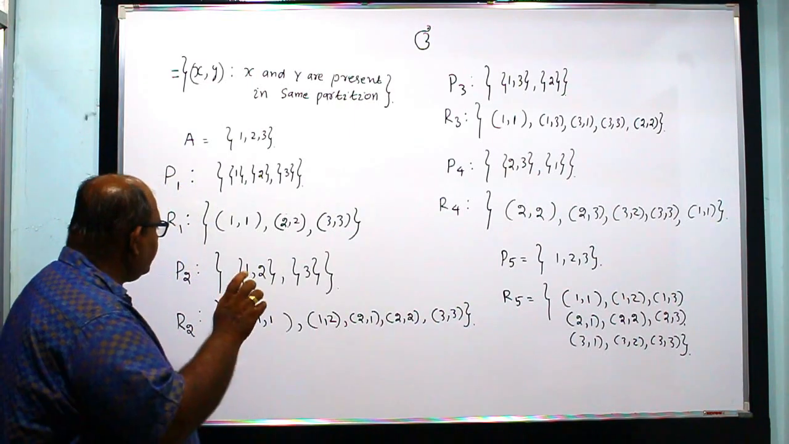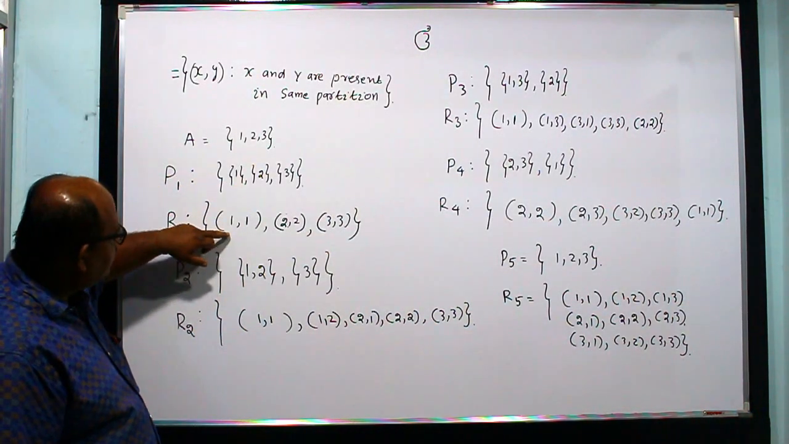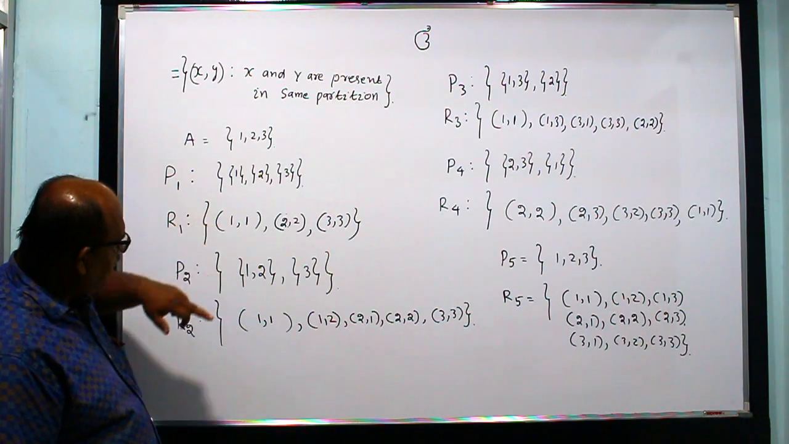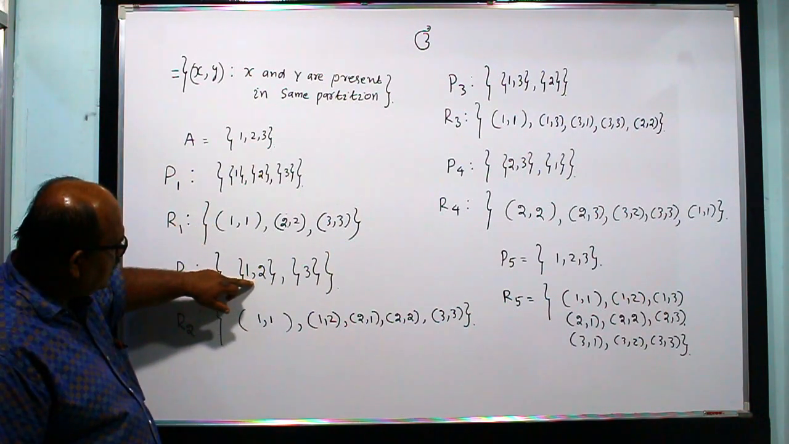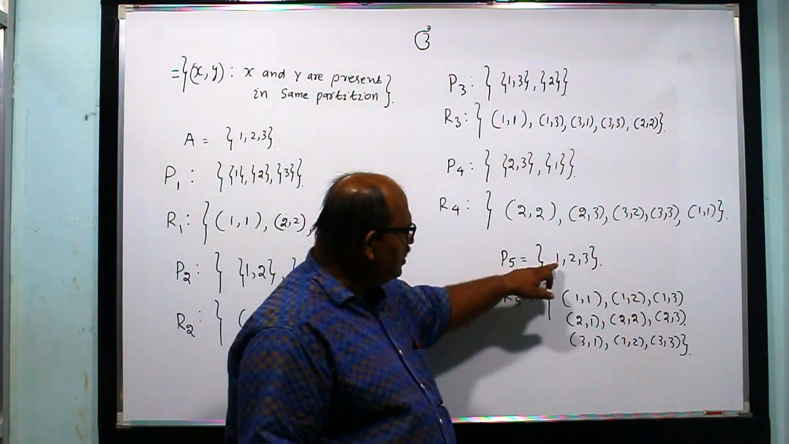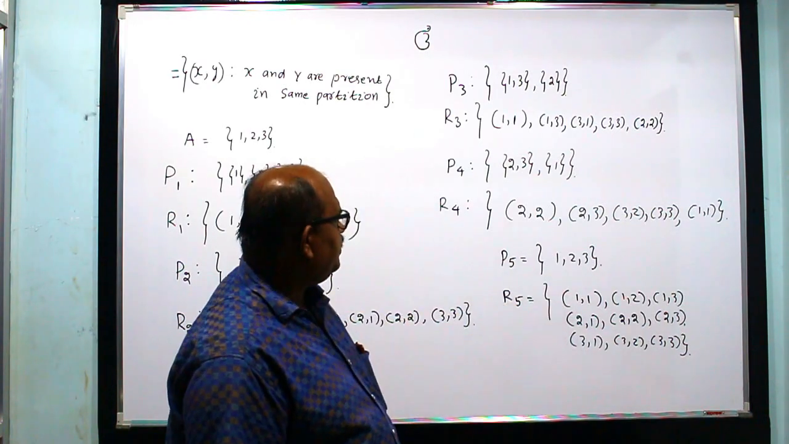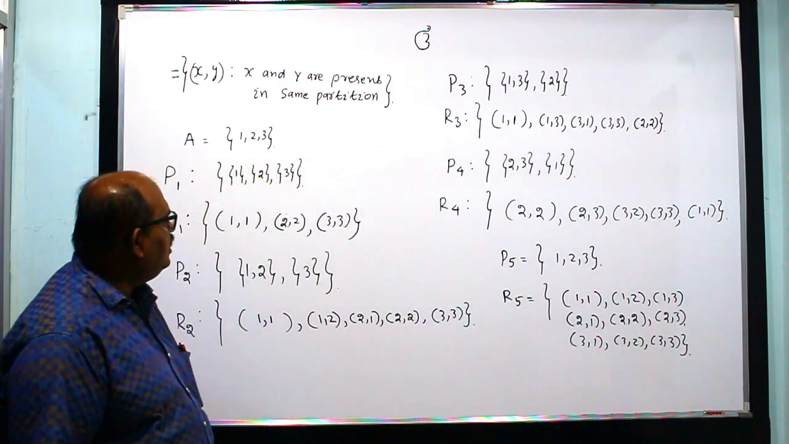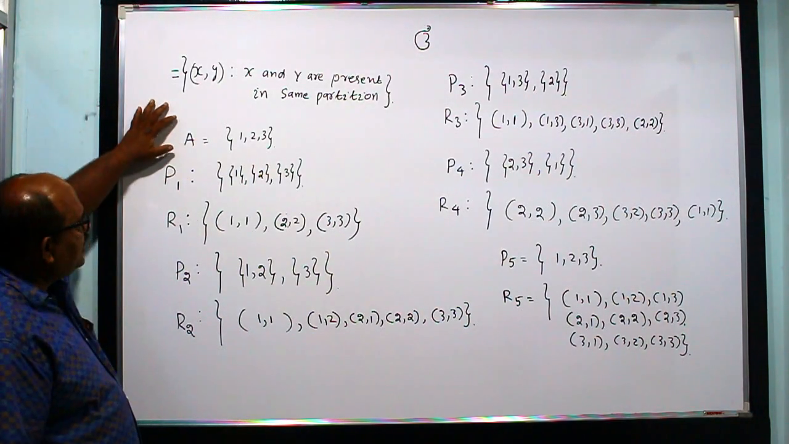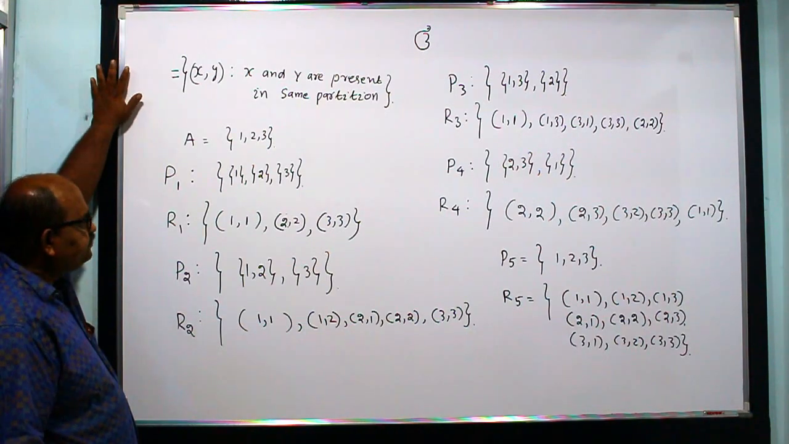So remember the technique: if a partition contains one element, then it will develop one ordered pair. If a partition contains two elements, then it will develop four ordered pairs. If a partition contains three elements, then it develops nine ordered pairs. Okay, so how to write a binary relation from a partition, we have discussed.